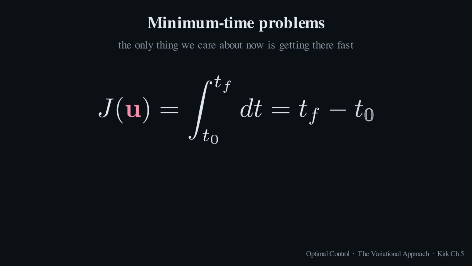Now a different kind of goal entirely. Forget penalizing the control. This time, the only thing we care about is getting there fast. The cost is the elapsed time itself. J equals the integral of dt, which is simply the final time minus the start time. Minimize the clock. Go as fast as physically possible.